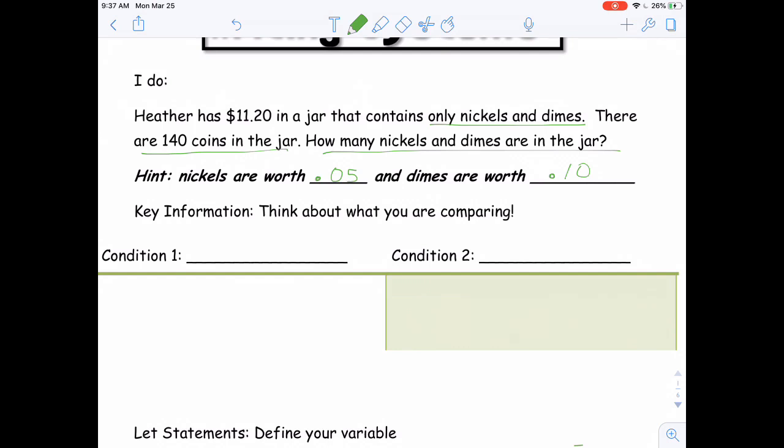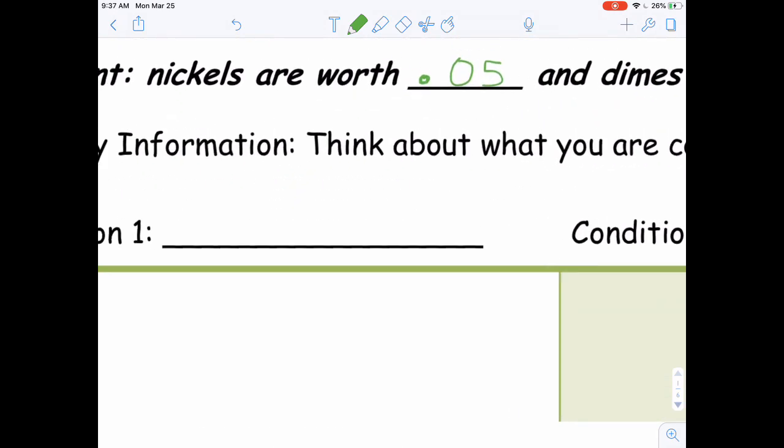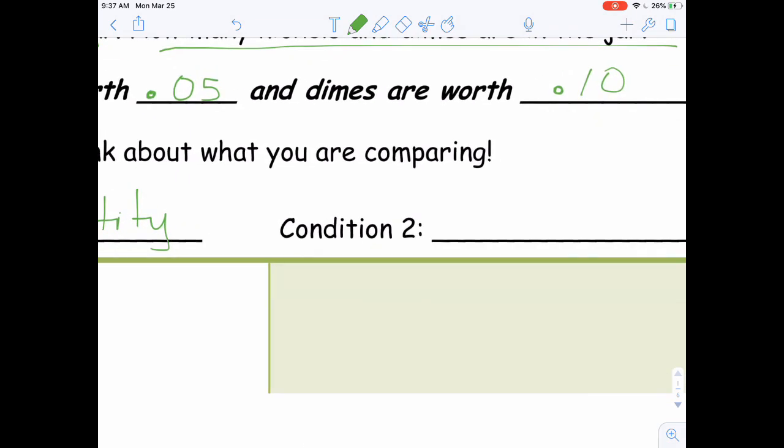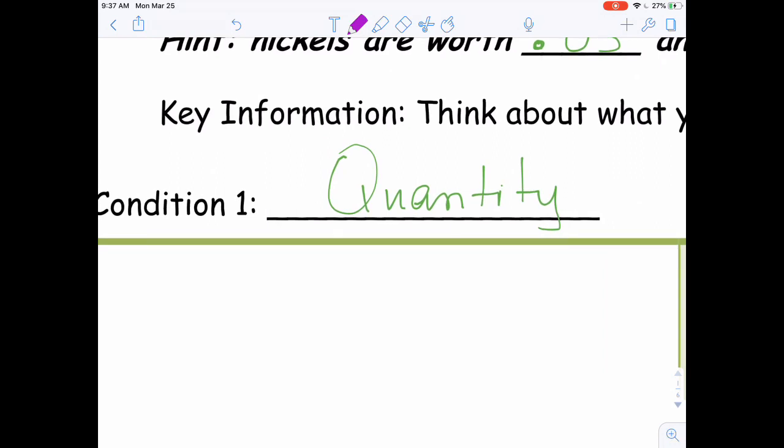Now let's think about what you are comparing. We're talking about nickels and dimes in terms of how many you have, and also in terms of how much money you have. This is the condition of quantity versus value. Value represents how much money you have, and quantity is how many items you have.